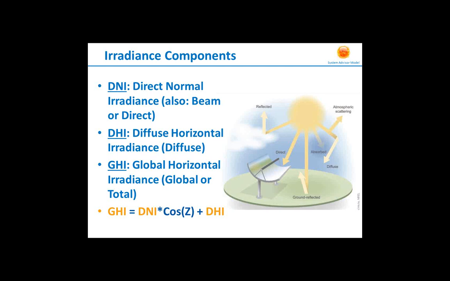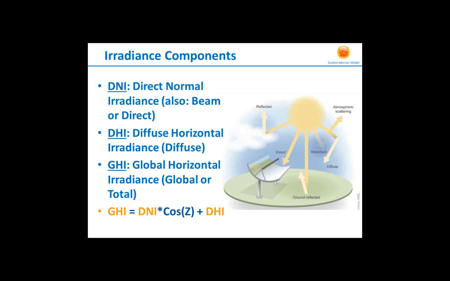Lastly, global horizontal irradiance is the total solar energy received on a unit area of horizontal surface. It includes energy from the sun that's received in a direct beam and from all directions of the sky when radiation is scattered. The global component of irradiance is of particular relevance for flat plate photovoltaics, which are able to make use of both the diffuse and beam components of solar irradiance. Note that GHI is not just the sum of DNI and DHI, since by convention DNI is defined on a normal surface, whereas DHI and GHI are defined on horizontal surfaces.